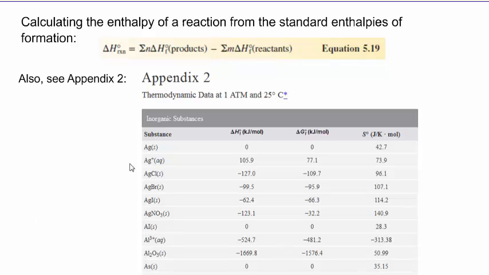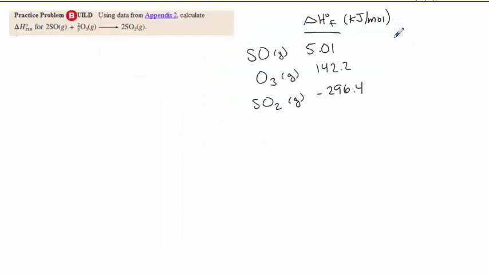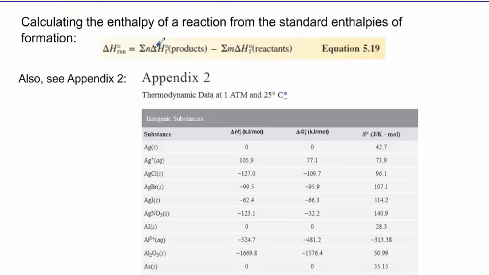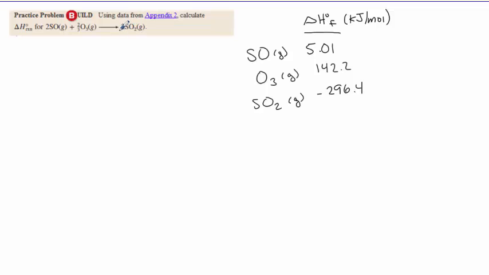So go ahead and write these down. Now here are my standard enthalpies of formation taken from the appendix. Notice some of them are positive and some are negative. That just means that the positive ones consumed energy to be formed, while the negative ones released energy to be formed. So looking at my balanced equation, the formula is to find the sum of the products minus the sum of the reactants. So here are my products.